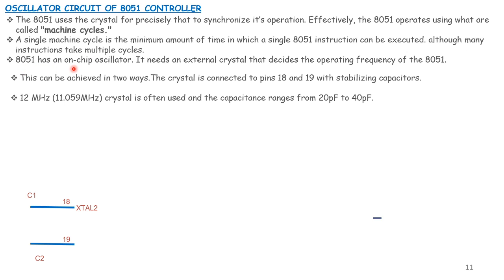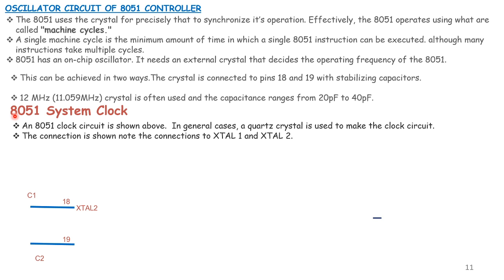The 8051 has an on-chip oscillator. It needs an external crystal that decides the operating frequency of the 8051. It can be achieved in two ways. The crystal is connected to pin numbers 18 and 19 with stabilizing capacitors. A 12 MHz crystal or 11.0592 MHz crystal is often used, with capacitance in the range of 20 picofarad to 40 pF. So that decides the clock. The system clock will be like this.